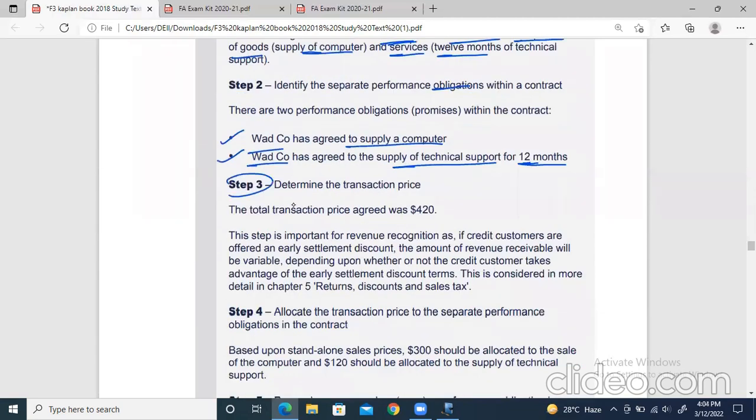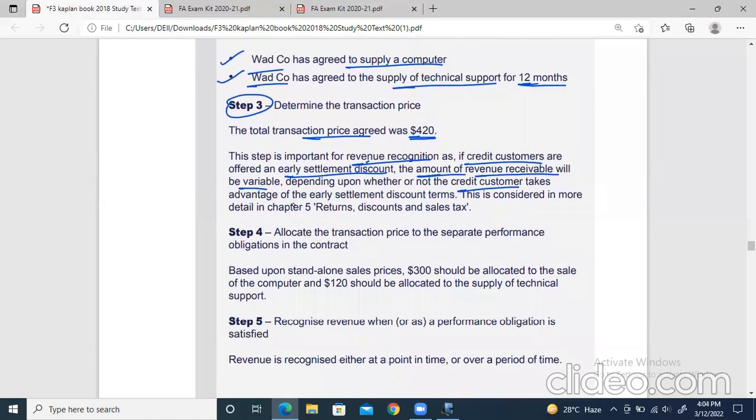Now we need to determine the transaction price. The transaction price is written in the question. It was $420, right? This step is important for revenue recognition, as if credit customers are offered early settlement discount, the amount of revenue receivable will be variable, depending on whether credit customers take the discount or not, right? So it's again that discount knowledge that we have already studied, but this will be very rare. The transaction price will be given to you.